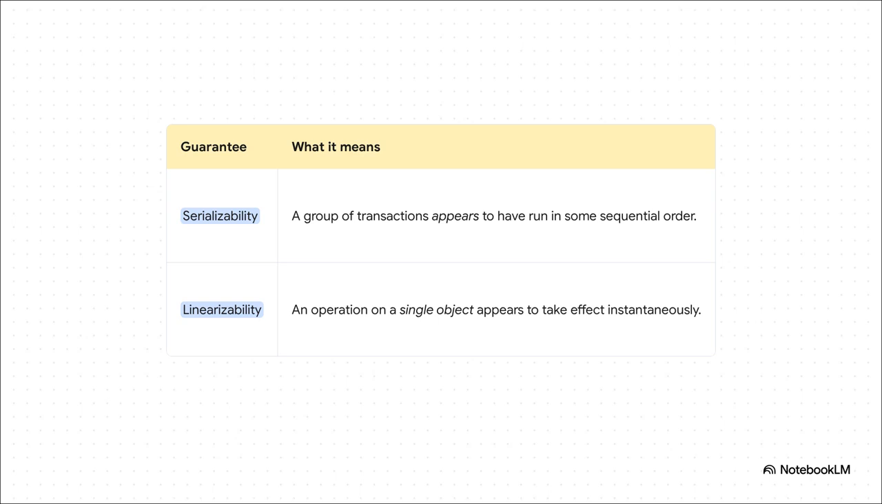Linearizability, on the other hand, is much stricter, and it's about a single thing, like one specific book. It guarantees that at any given moment, everyone agrees: is that book on the shelf or is it checked out? There is no in-between, no ambiguity. It's one or the other.